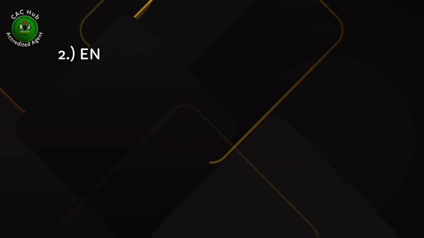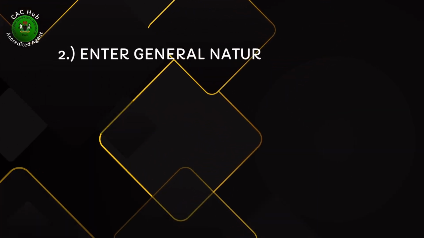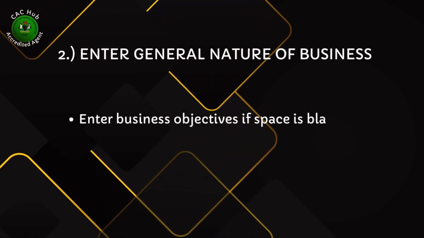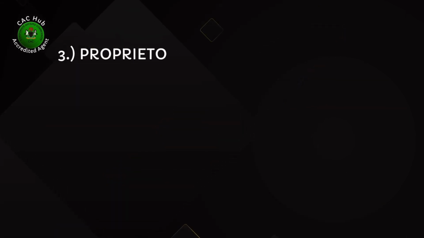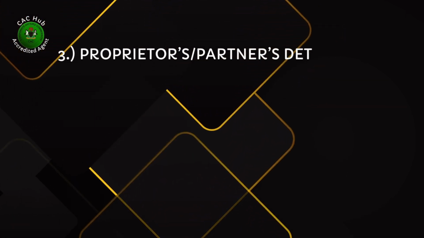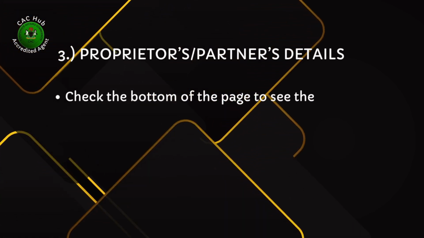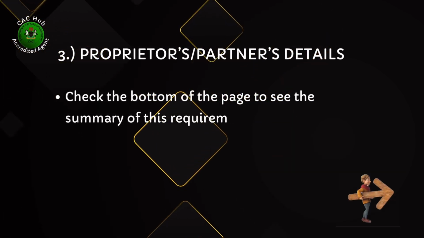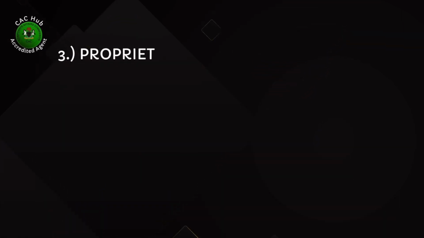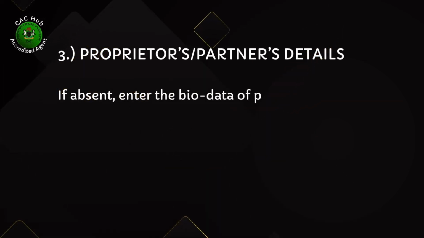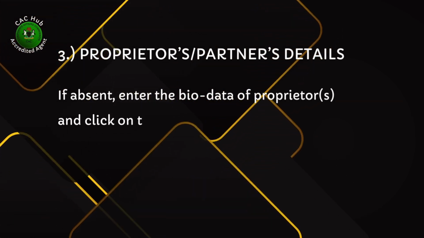Number 2 is the general nature of business. Enter the business objectives as approved during registration. 3 is proprietors or partners details. You enter the details of the proprietor or proprietors, including full names, phone number, address, and email address. Although usually these details are already inputted and summarized just below the page. If there is no summary, add the proprietor's details.